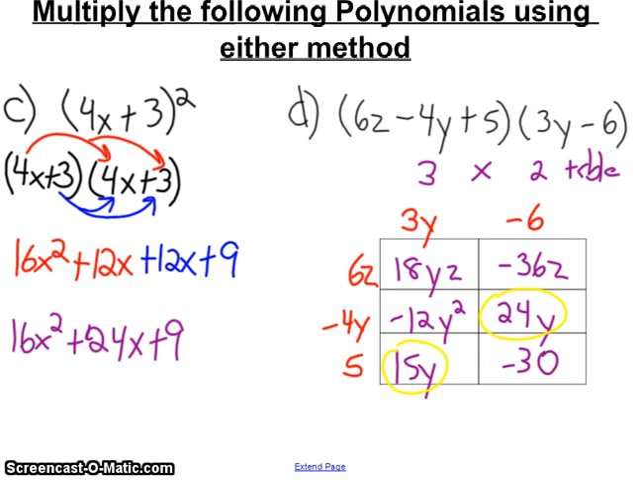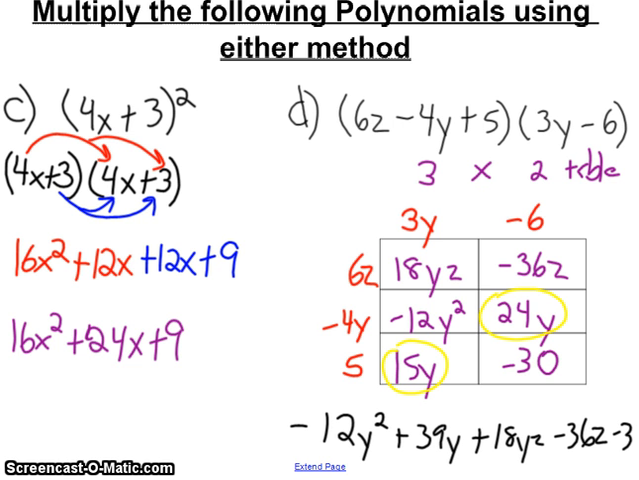And I can write out my terms here. Negative 12y squared plus 39y plus 18yz minus 36z minus 30.